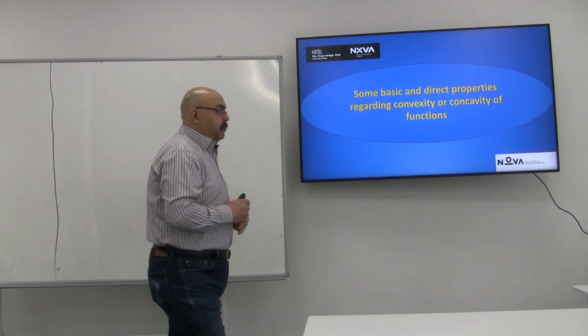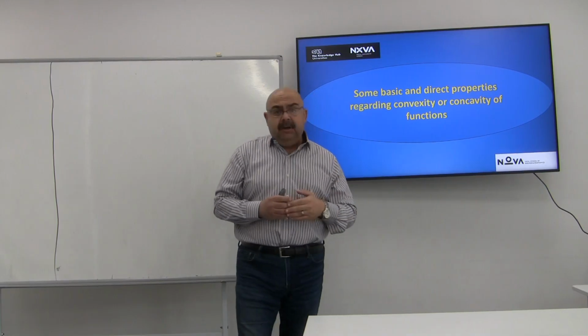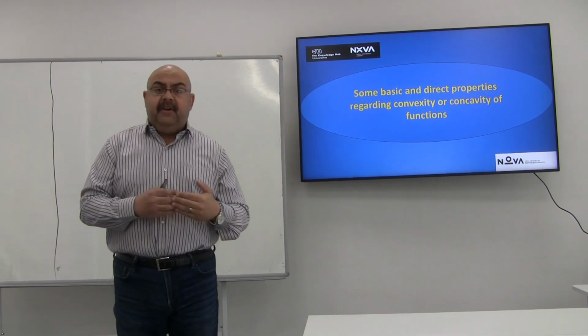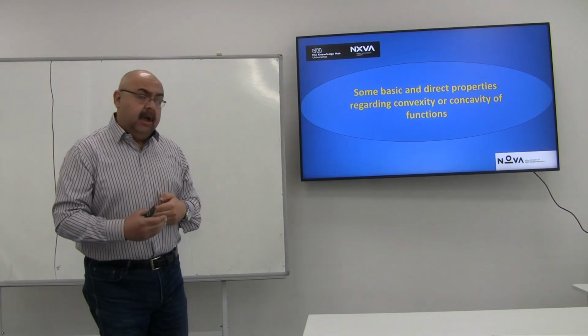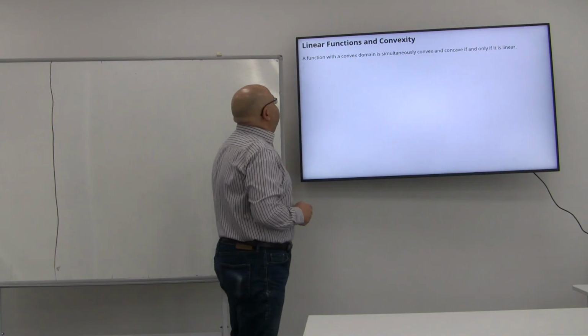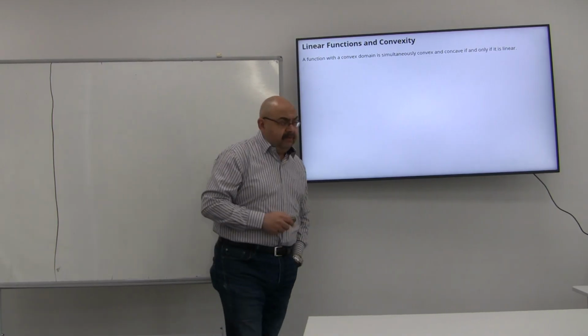If you make a composition between two main functions which are concave or convex, what's going to be the result of this, and so on. I will start with the linear functions and convexity.